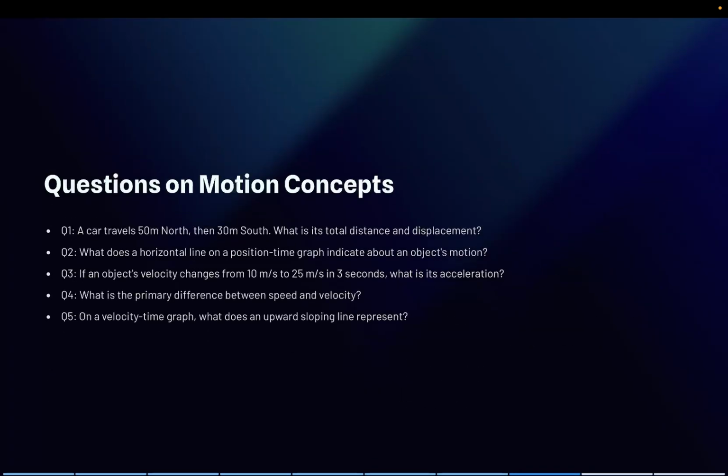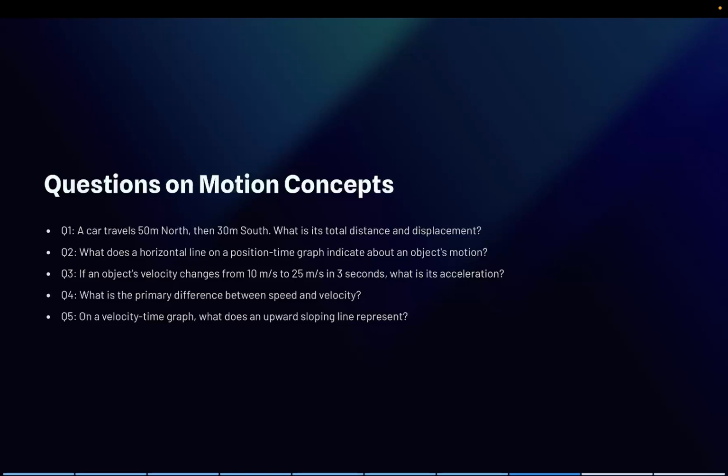The third question is, if an object's velocity changes from 10 meters per second to 25 meters per second in 3 seconds, what is its acceleration? The question is asking us to find the acceleration. We're given two velocities and a time. The velocity changed from 10 meters per second to 25 meters per second in 3 seconds.